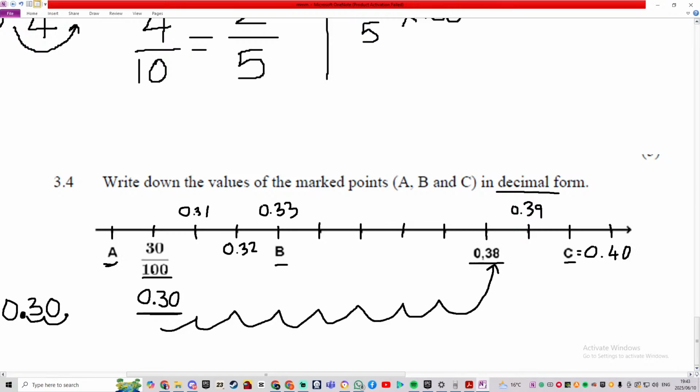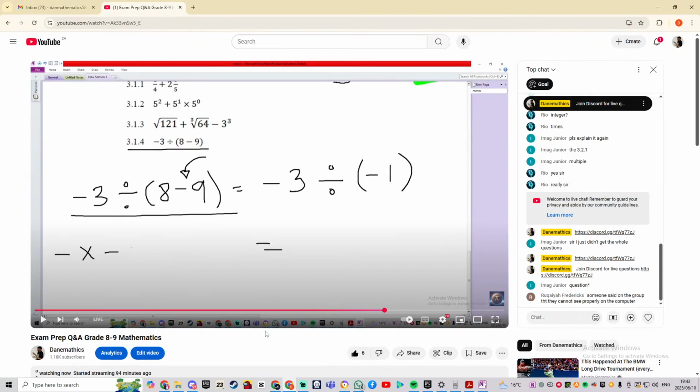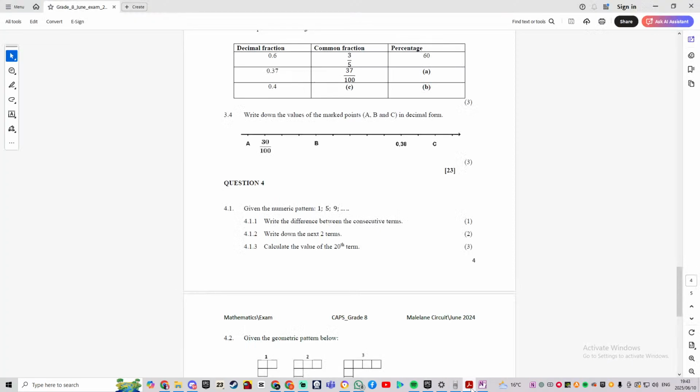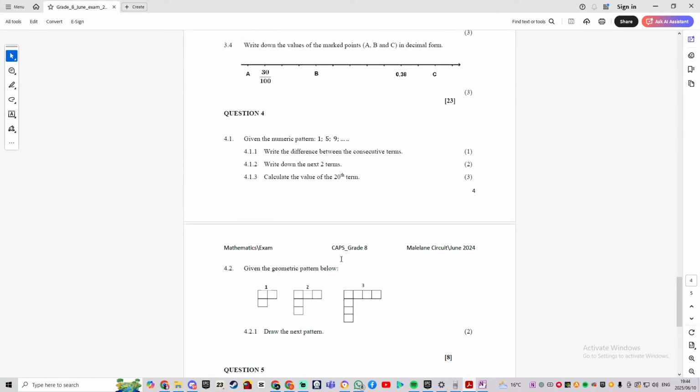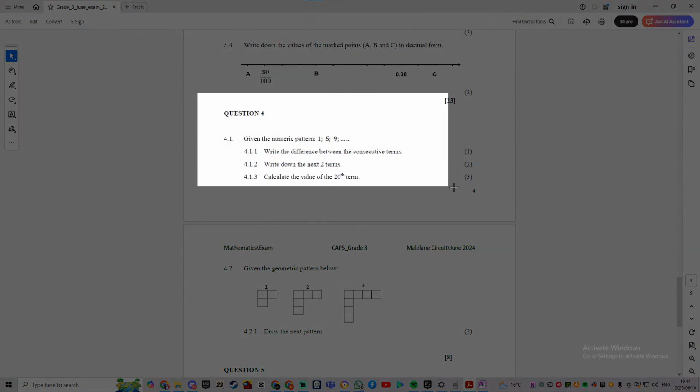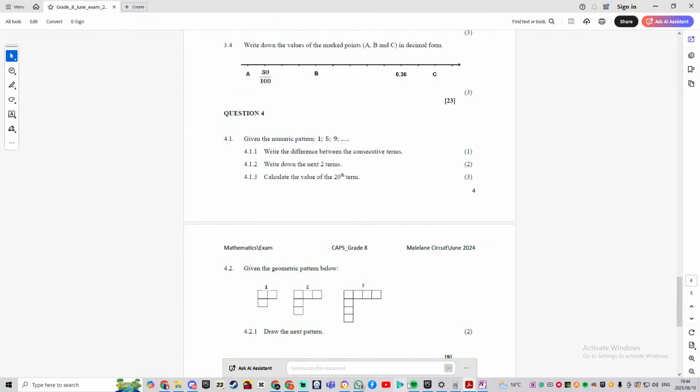Let's have a look at A here. If this is 0,30 here, going backwards, this would be 0,29. Let's move on to the next question.